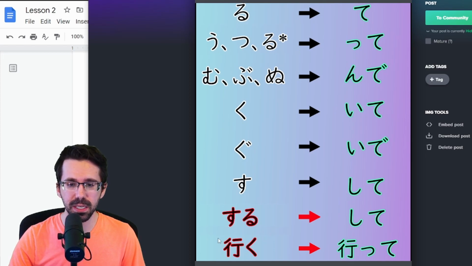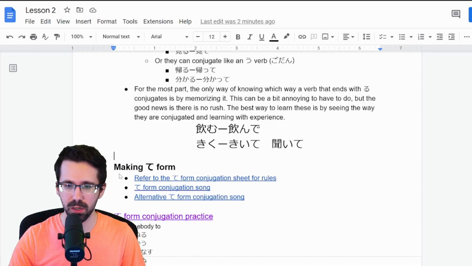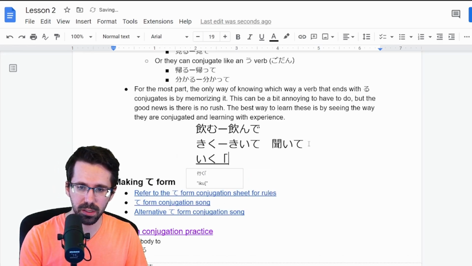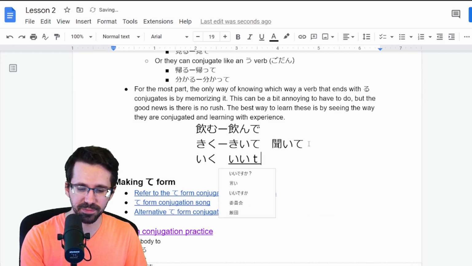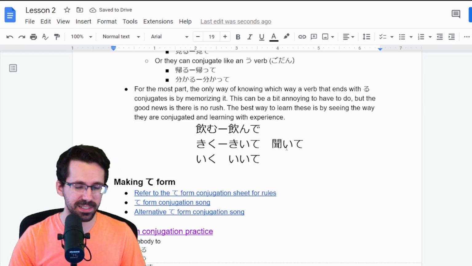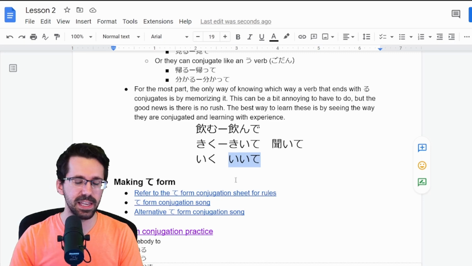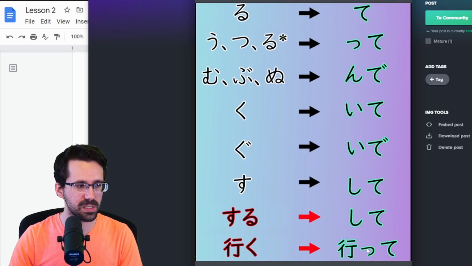Another irregular is iku. Iku means to go, and it ends with a ku. We just learned that ku words go to ite. So you would expect iku to go into iite, but it doesn't, because it would be very difficult to say iite, and iku is a very common word. So for pronunciation purposes, to make things easier, instead of being iite, it will instead be itte with a small tsu. So that's a good one to remember because it is quite common.